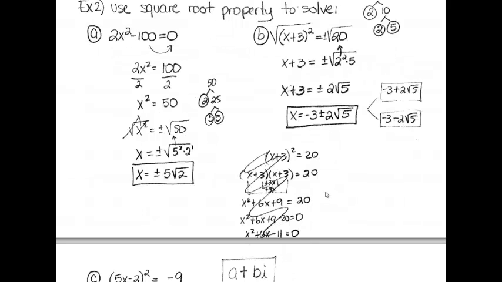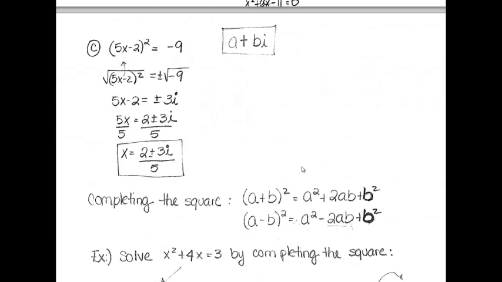Disregard this part right here. By the way, here I was trying to show the class that there are actually two answers here: negative 3 plus 2 square root of 5 and negative 3 minus 2 square root of 5. We can write it this way with the positive and negative, or we can break it down into two answers. So depending on how it is on the multiple choice, you would pick accordingly.